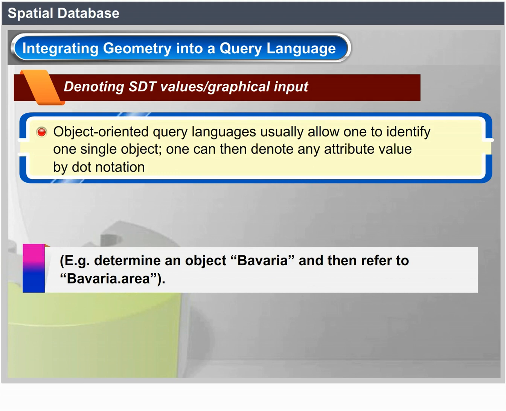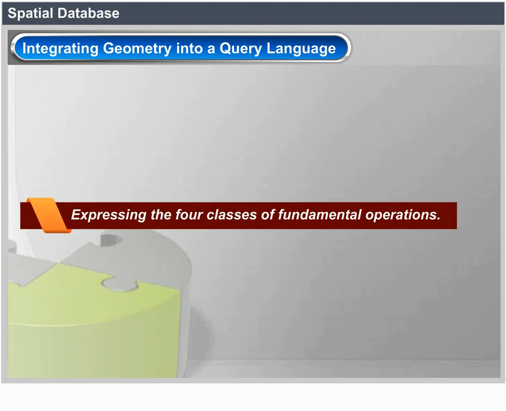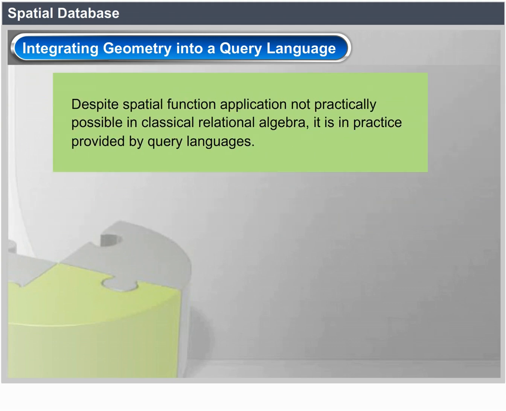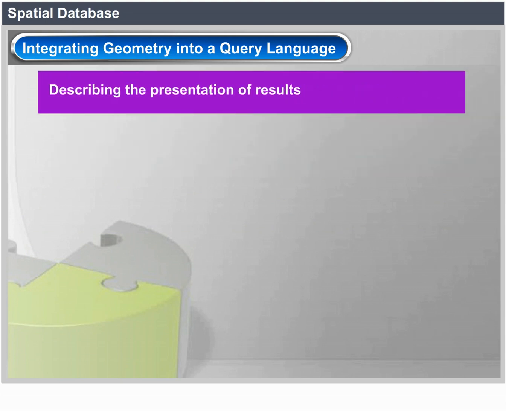Expressing the 4 classes of fundamental operations. Spatial function application, although not possible in classical relational algebra, is also in practice provided by query languages. Describing the presentation of results. A presentation language needs some embedded general querying capabilities to determine subsets of answers to be shown in specific formats.